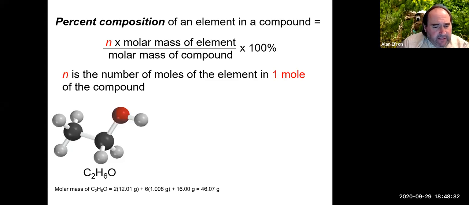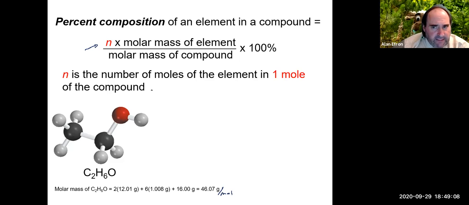So again, that would be the 2 times the 12.01 plus the 6 times the 1.008 for the hydrogen and the 16. So just like we just did in that previous problem there, the molar mass of this entire compound is 46.07 grams per mole. So we can find the percentage of each of the elements that are present by using the formula here, basically the number of moles of each of the elements times the molar mass of that element divided by the molar mass of the entire compound.